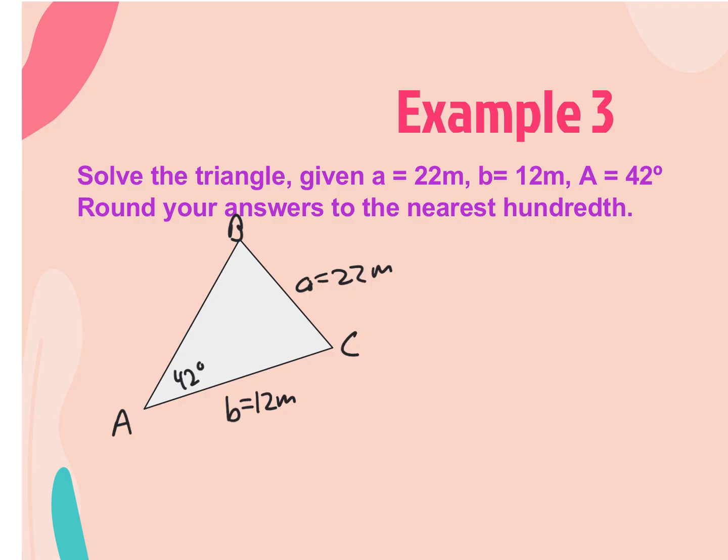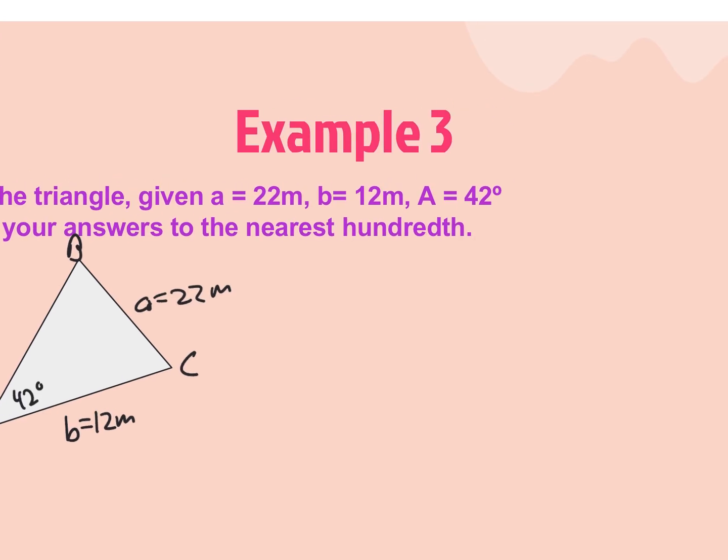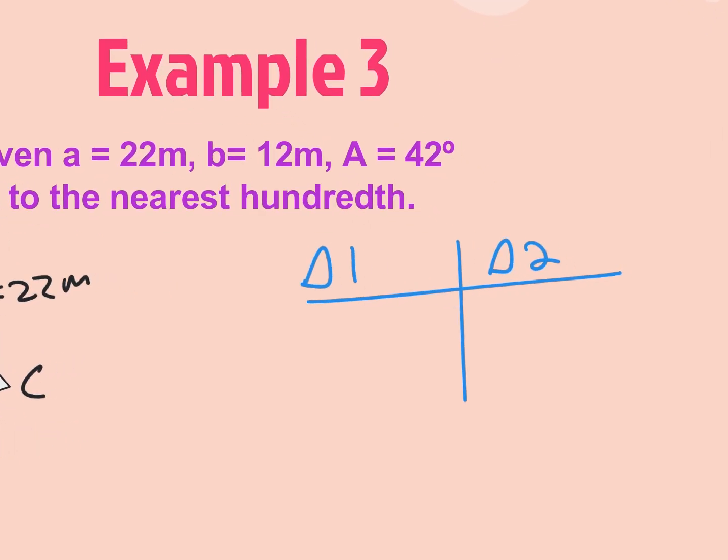Okay, so if it's a non-included angle, we're going to draw this little table. You're going to do this every single time you have two sides and then a non-included angle. So I'm going to draw triangle 1 and then triangle 2. We're going to assume that there are two triangles, and we're going to test if that actually is the case. So I'm always going to start out by listing out the angles. Angle A we know is 42 degrees. And that's going to be true in both triangles, right? Just because that's the information that we're given.